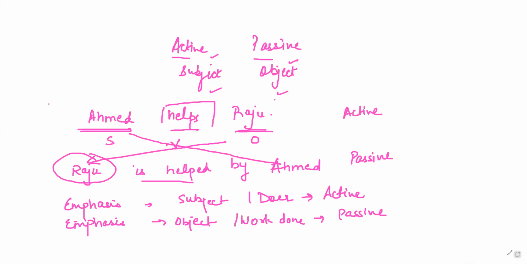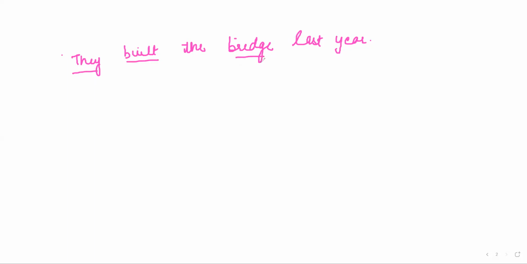I'll give you one more example of this. Let us say we say, They built the bridge last year. They built the bridge last year. Now this is an active voice. Why? See, built is the verb here. Okay, they is the subject, and what is the object? Bridge. Okay, so this is the subject, this is verb, and this is object.